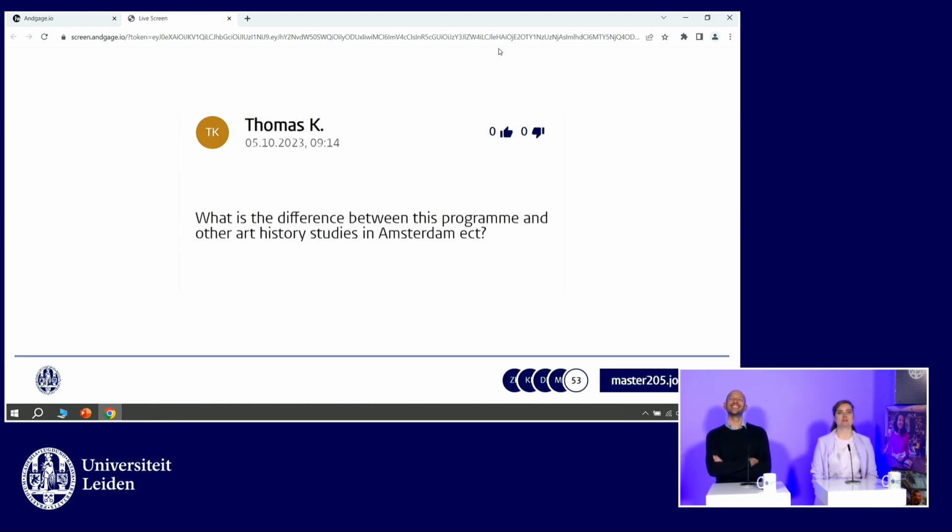What is the difference between this program and other art history studies in Amsterdam? Well, in Amsterdam you have art history and you have museum studies. What we want to do is really prepare art historians for the museum. So we really look at that important working field for art historians. That's the biggest difference. But we also have that global perspective, which is less developed, for example, in Amsterdam or in other universities in the Netherlands and even beyond. This is quite unique: in every course we offer in our MA, it's really on that intersection between art history and museum studies. And that's unique here in Leiden. Thank you.